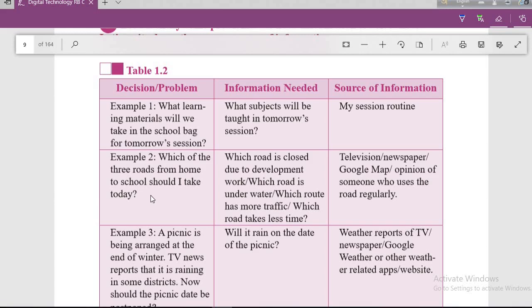Example 2. Which of the 3 roads from home to school should I take today? Information we needed. Which road is closed due to development work, or which road is underwater, or which route has more traffic, or which road takes less time. Source of information. Television or newspaper or Google Map or opinion of someone who uses the road regularly.